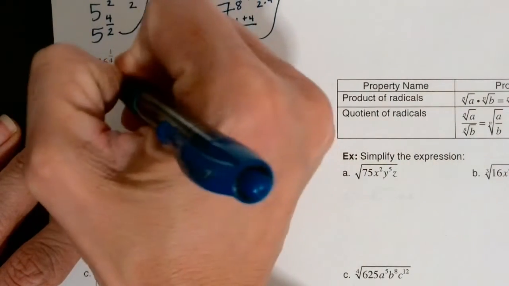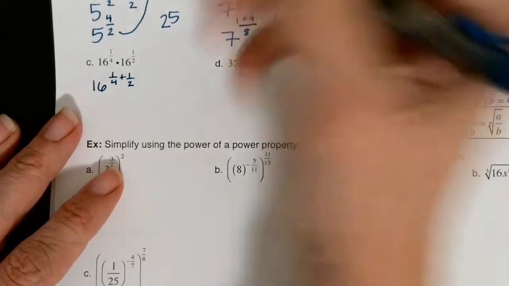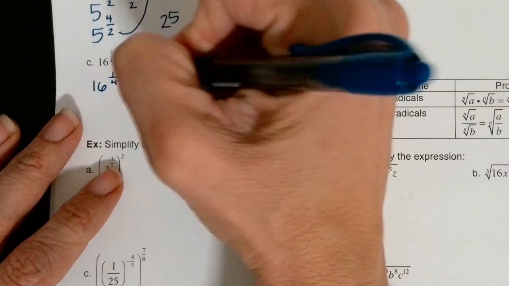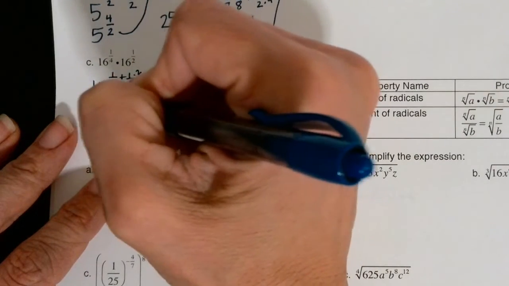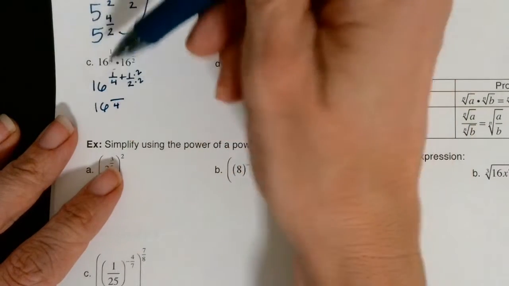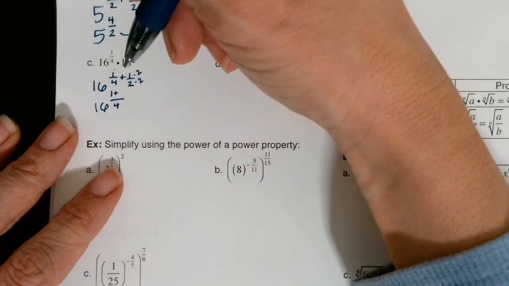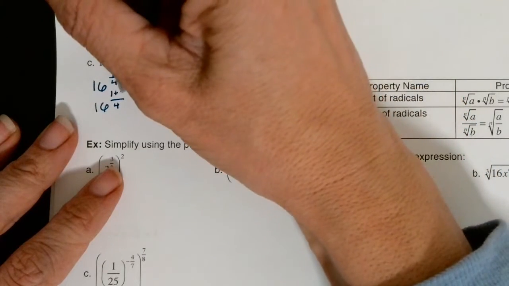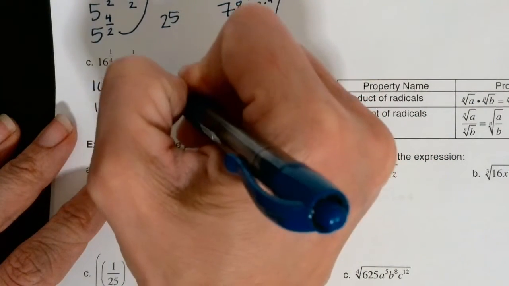So 16 to the 1/4 plus 1/2. We need common denominators, so this needs a times 2. So then I get 16, and the common denominator is 4, and the first numerator, which is this guy right here, is 1, and then I have plus 1 times 2, which is 2. So this equals 16 to the 3/4.